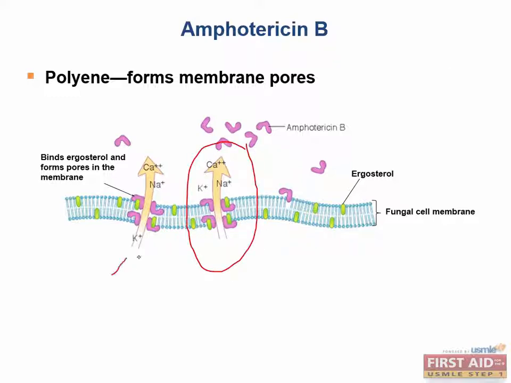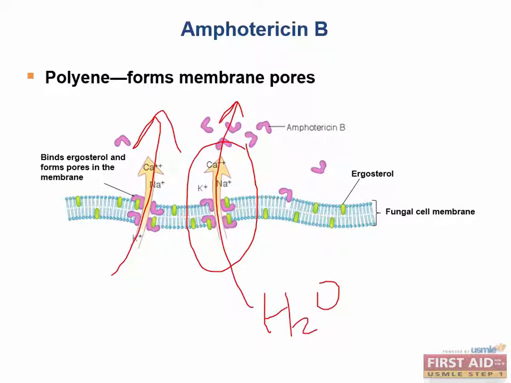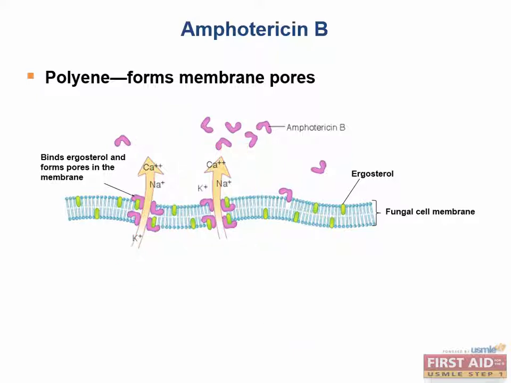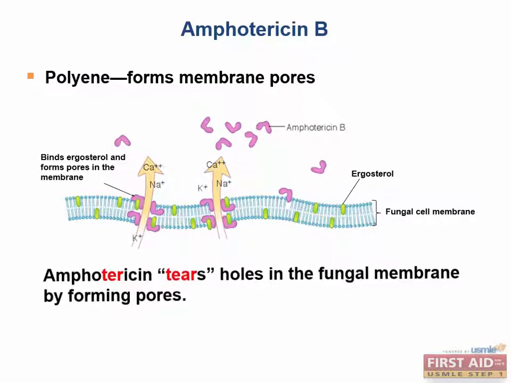We can see here that by forming pores in the cell membrane, it gives an avenue for all the precious electrolytes to exit the cell. An important concept in cell biology is wherever sodium goes, water follows. As water and electrolytes leave the cell, the fungal cell will die. You can remember the mechanism with the mnemonic: Amphotericin tears holes in the fungal membrane.